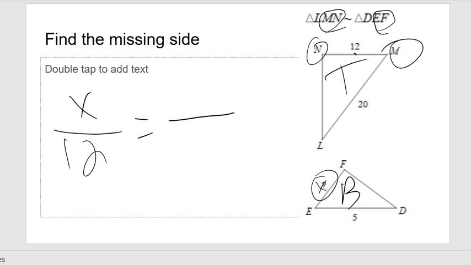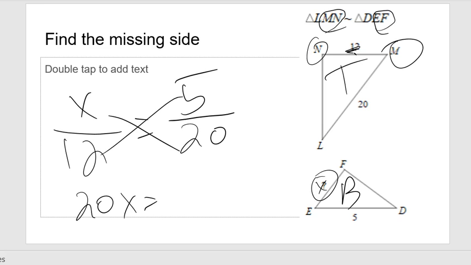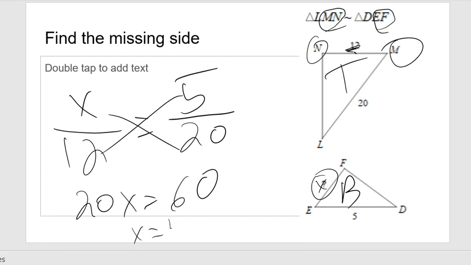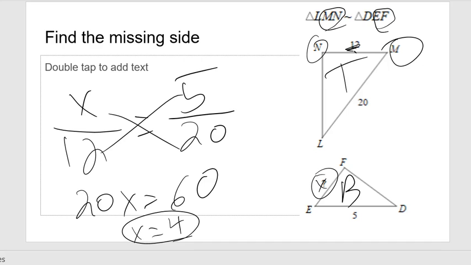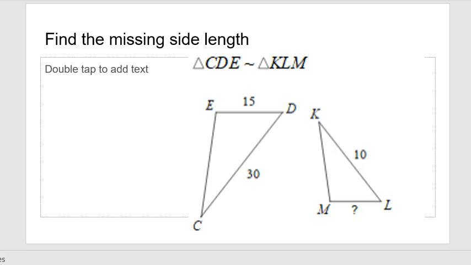X came from the bottom triangle, and 5 is also on the bottom triangle. 20 is on the top triangle. We use the 12, which means 20 is left over. So we're going to cross multiply right here. You get x equals 4. And there we go. Oops, I'm sorry. X equals 3. My bad. Next one.